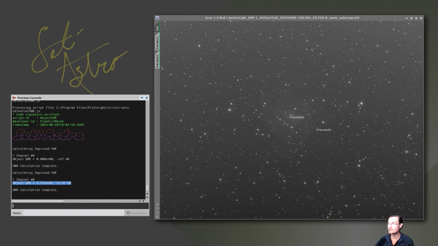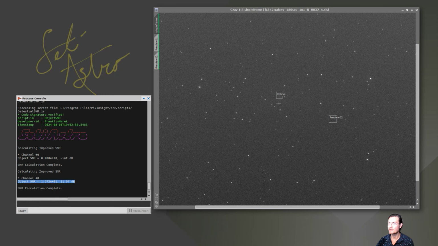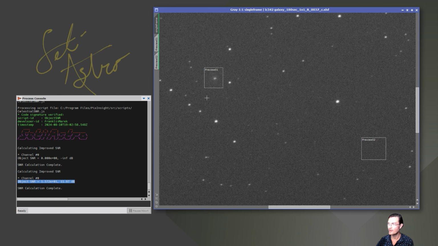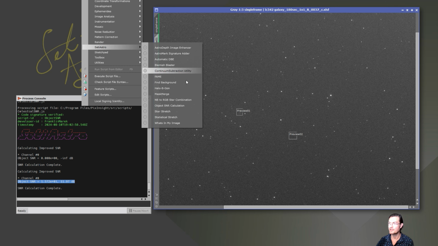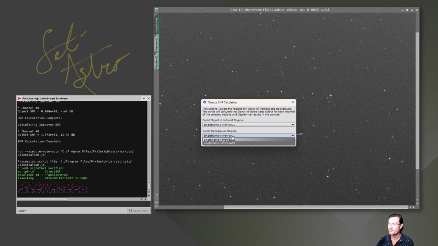And that's because they're given a holistic, broad number for the entire image that includes the pedestal, the sky glow, all this stuff that is not signal. But that's what's included in those other calculations. Now let's go back to our single frame here, where there is almost no signal at all, maybe just a little bit here in the core. And we can go ahead and run the same Object SNR script.